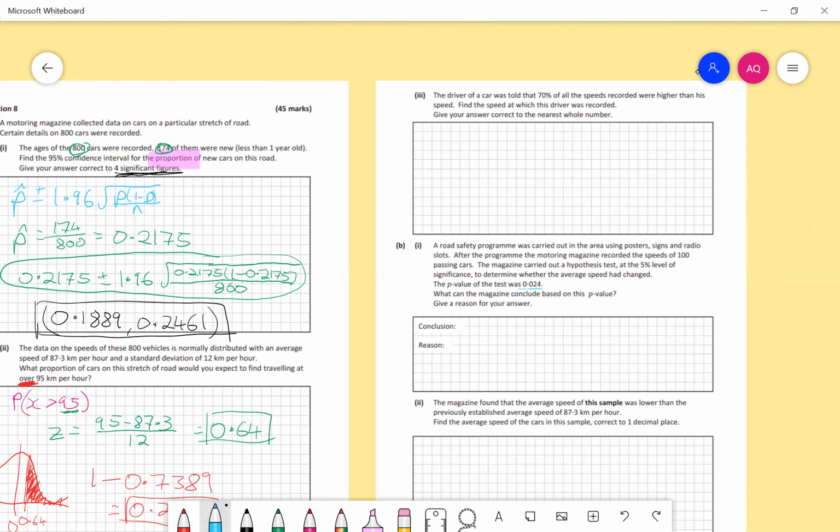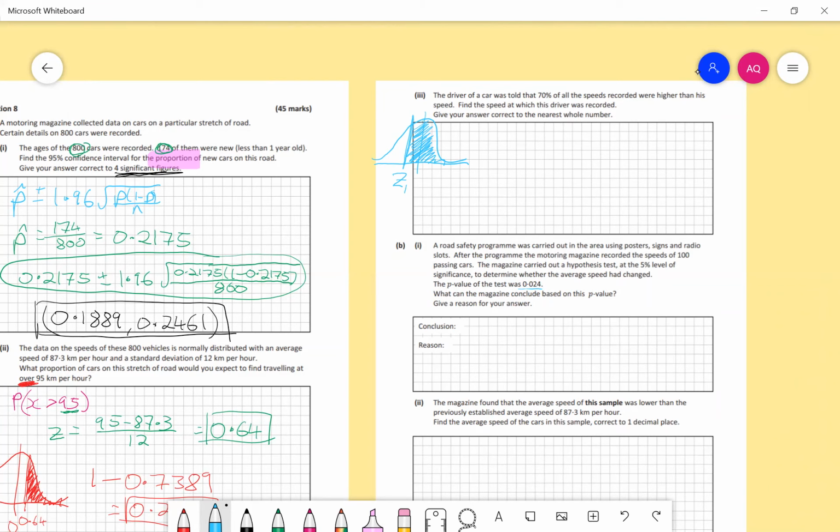Again, I might just draw, you don't actually have to do this, but if we draw a rough sketch of a normal distribution, someone was told 70% of all speeds recorded were higher than his speed. Well, if you think about it, his speed must be less than the average, as 70% were above him. So what we could say is this is the z-score that corresponds to his speed. Let's call it z1. 70% of people were going higher than him.